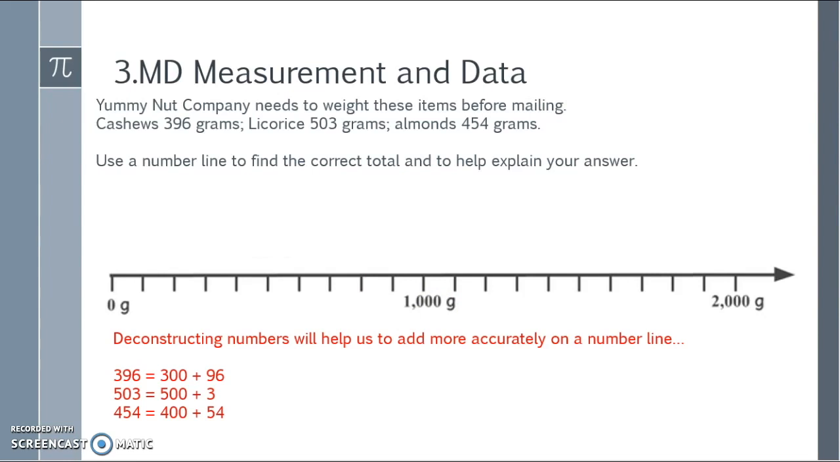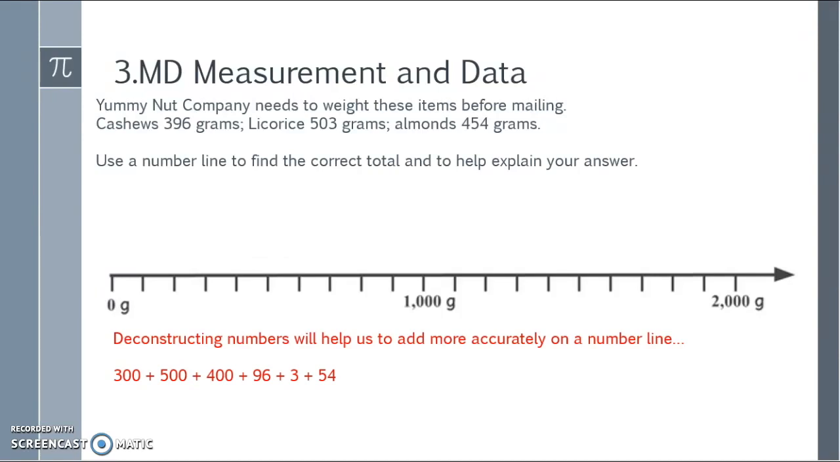I can rewrite 396 as 300 plus 96, 503, which is 500 plus 3, and 454 as 400 plus 54. So notice I separated the hundreds group from the tens and ones, and I'll show you why here in a moment. In the last video, we deconstructed our numbers, and now we're actually going to go ahead and put them on our number line.